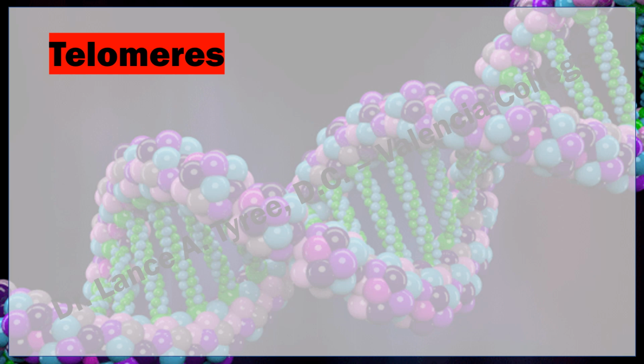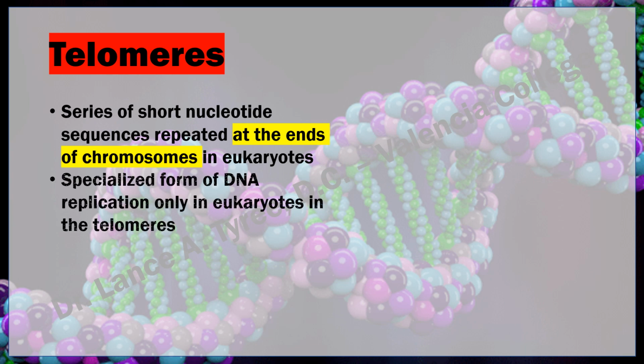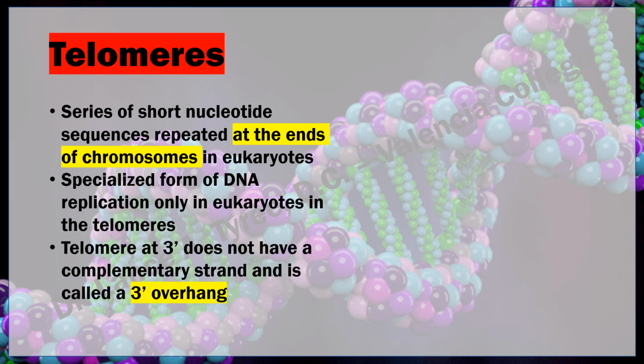So next we have these telomeres. These are a series of short nucleotide sequences repeated at the ends of chromosomes in eukaryotes. Now, if you notice with those videos, one was a bacteria, one was a eukaryotic cell. Hopefully you caught that at the beginning of the videos. But these telomeres are specialized forms of DNA replication only in eukaryotes. The telomere at the 3' end does not have a complementary strand and is called a 3' overhang, seen here.